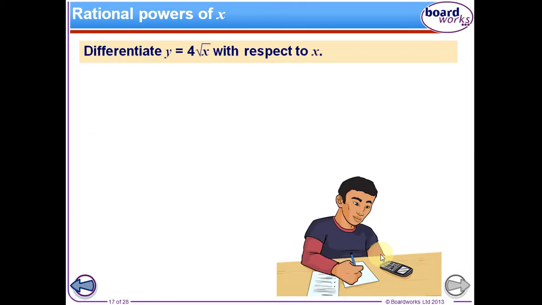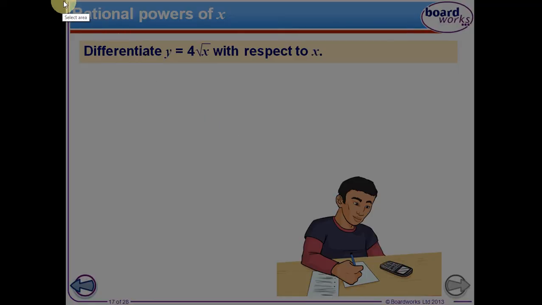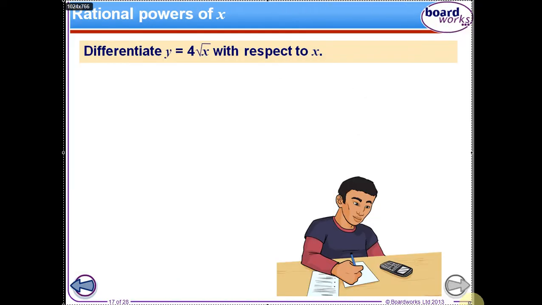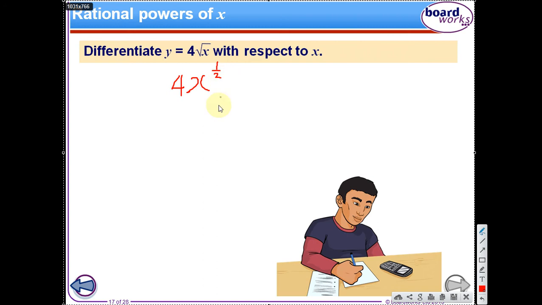So let's just try this one. Don't forget that square root means that the letter is raised to the power of half. So this is equivalent to 4x. Square root of x means x raised to the power half. Cube root of x means x raised to the power 1 over 3 in indices, guys.